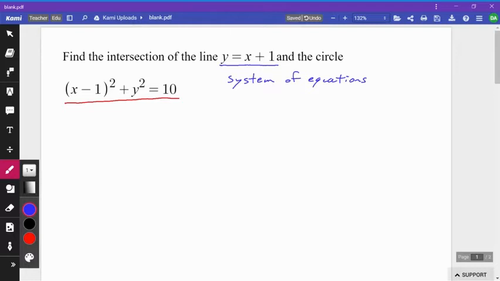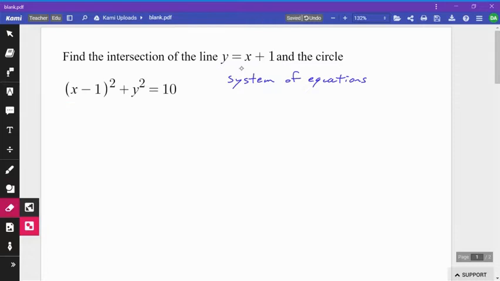So typically when we think of system of equations from algebra, we're thinking of two lines. Well, today we have a line and we have a circle, so we're just going to go through and find the intersection.